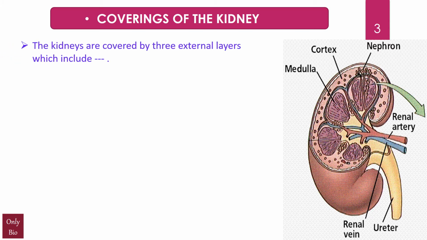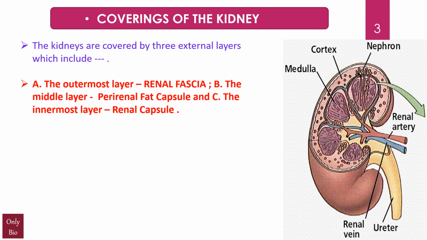The kidneys are covered by three external layers which include A, the outermost layer called the renal fascia. B, the middle layer called the perirenal fat capsule. Friends, it is also at times called the adipose layer, yeah, adipose capsule. And C, the innermost layer, the renal capsule. So you have to remember there are three coverings, renal fascia being the outermost, the middle one being the perirenal fat capsule, that is the adipose capsule, and C, the innermost layer, the renal capsule. Now friends, the renal capsule is going to be in close contact with the kidney. Let us talk about each one.